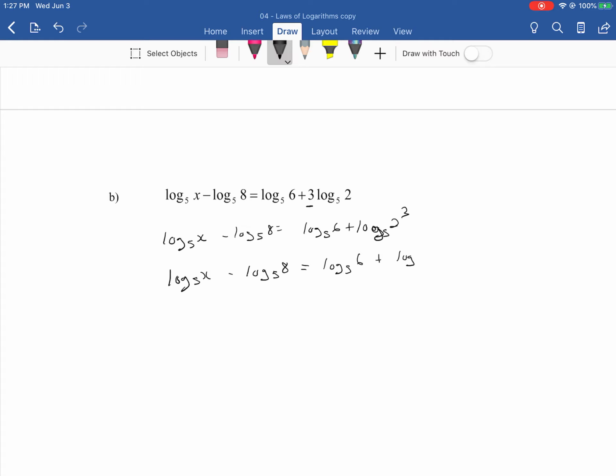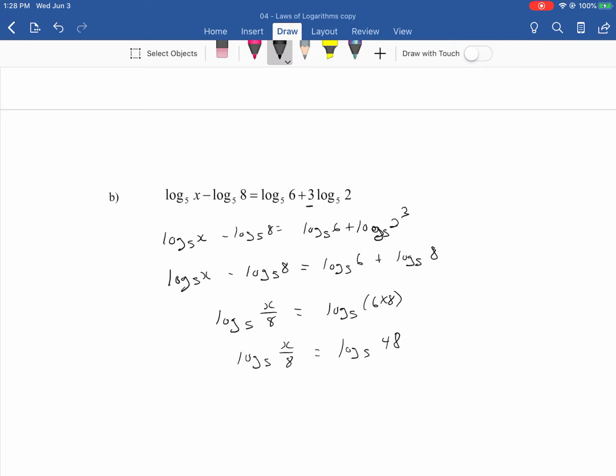What the heck happened there? A log base 5 of 8, you know, that's a nice number to deal with. And then I can use log laws on either side. On this side, 2 logs being subtracted becomes division. On this side, 2 logs being added becomes multiplying. So that's 6 times 8 inside there. So I get log base 5 of x over 8 equals log base 5 of 48.